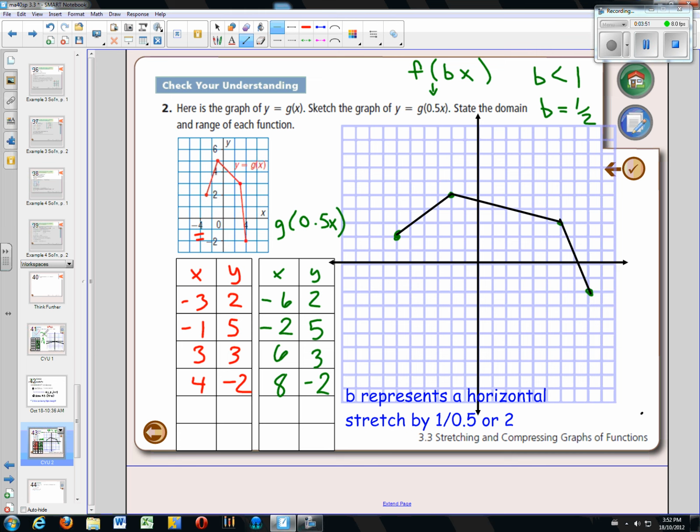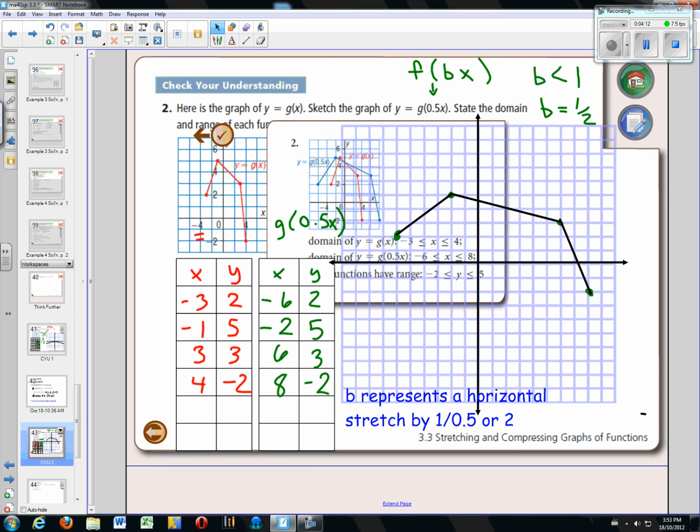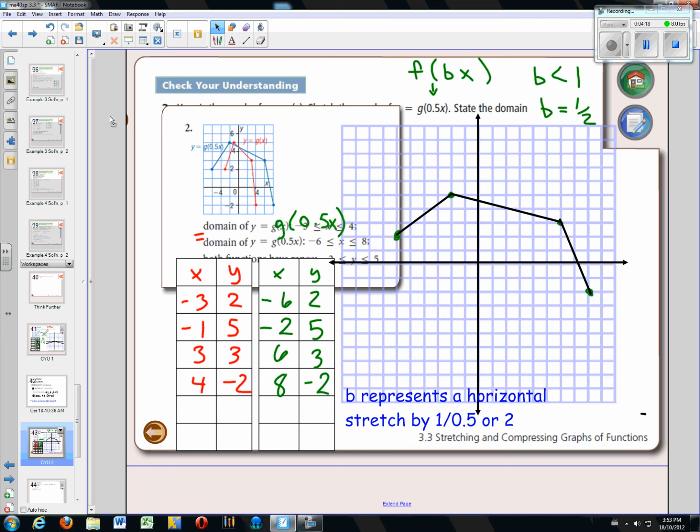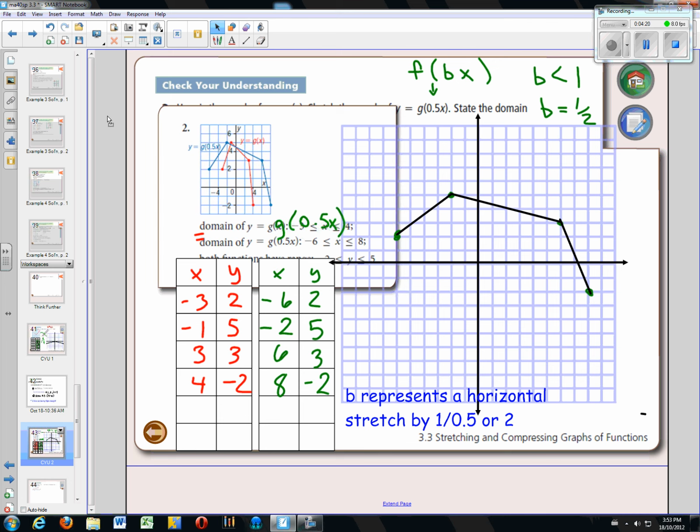Now step back and look at this. Does that red graph, if we stretched it by 2, seem to fit what we have in black? I think so. I'll pull out the answer here to see if we indeed got it. Let's put it over here where you can see it. Some of you may have graphed it right over the red one. Looks perfect. Okay? Thanks for listening. Go to check for understanding number 3.